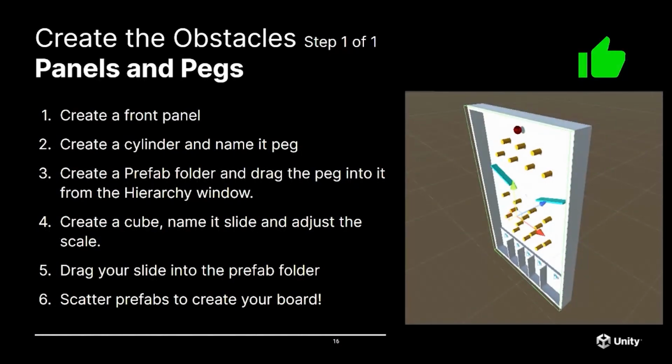Same thing, we're also creating a cube, calling it slide, adjusting its scale, and turning that into a prefab so you can change it. You can make whatever you want for your board, however you want. I would say at least 10 up top, 10 down bottom is your minimum with your pegs, and then maybe 2 slides. If you want to get crazy, do a whole bunch of other slides, you can do that too.